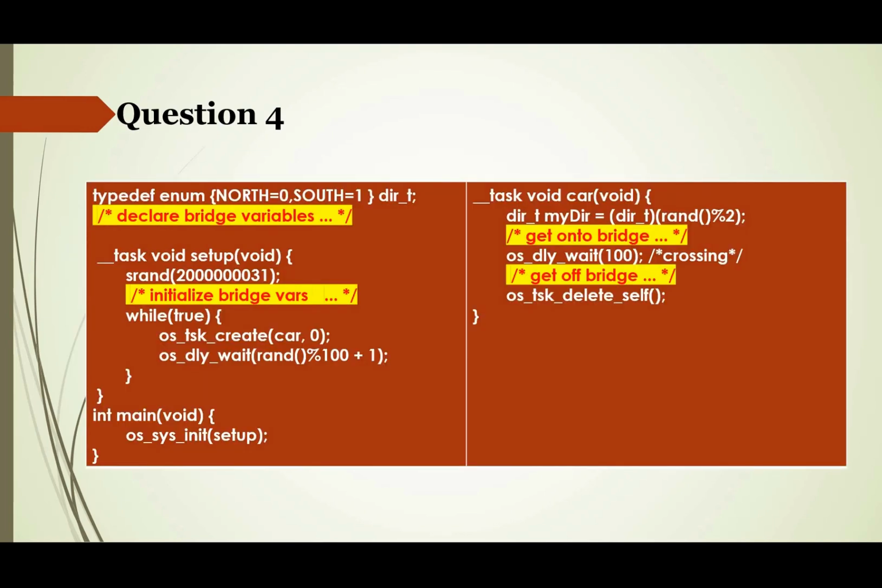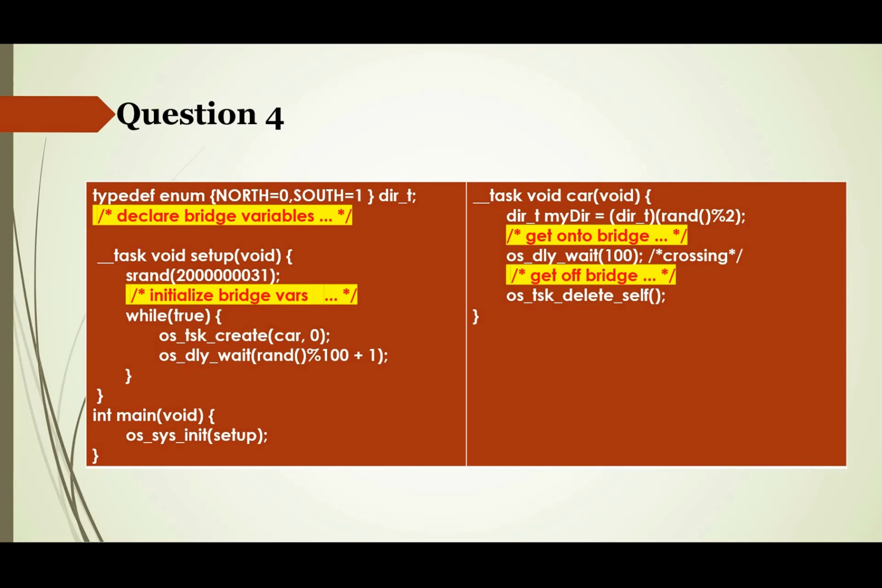Okay, let's talk about this case. What we need, basically, is provided by the question. It says that we need to first declare the bridge variables, what attributes this bridge has. The next one is initializing these variables. Whenever we have some variables, no matter what, we need to initialize them with some numbers, right? Then we have get onto the bridge and get off the bridge.